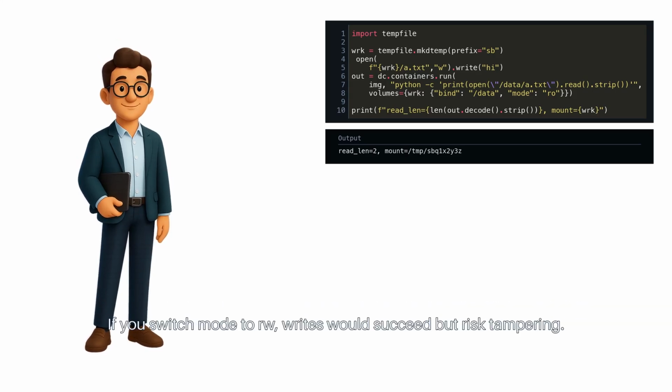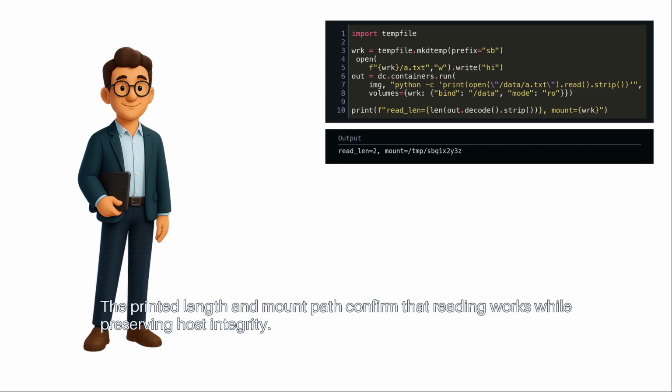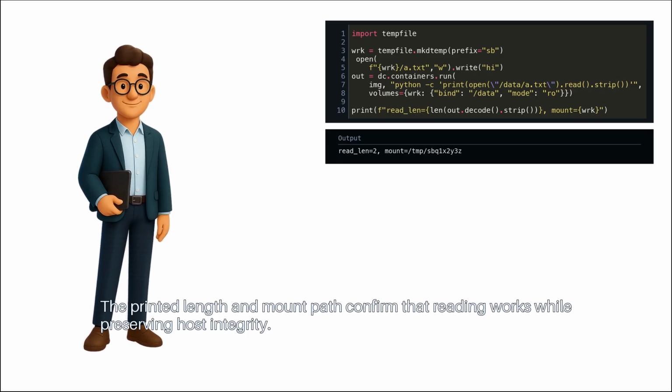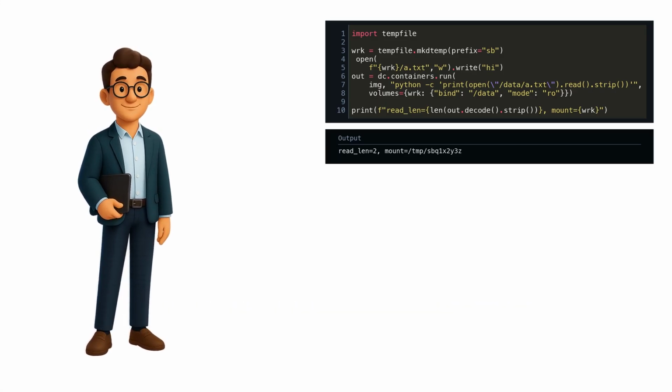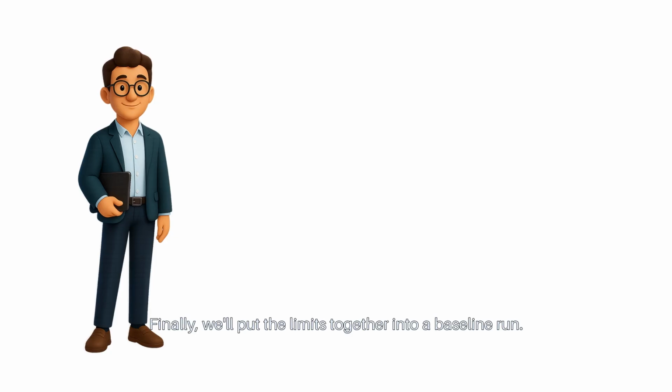If you switch mode to rw, writes would succeed, but risk tampering. The printed length and mount path confirm that reading works while preserving host integrity. Finally, we'll put the limits together into a baseline run.